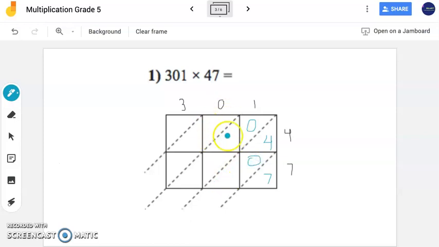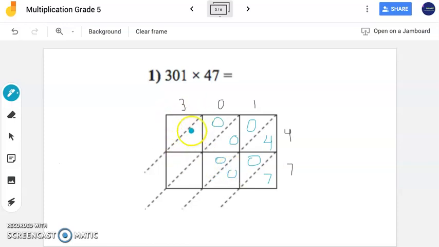Now I have this box. I need to determine what numbers are going to go here. I look above, I have 0 and 4 here. So I'm going to do 4 times 0, which is 0, which is going to tell me I'm going to put a 0 here and here. Same thing goes for this box here. Above is a 0, to the right is 7. 7 times 0 is 0. So I'm going to put a 0 here and here.